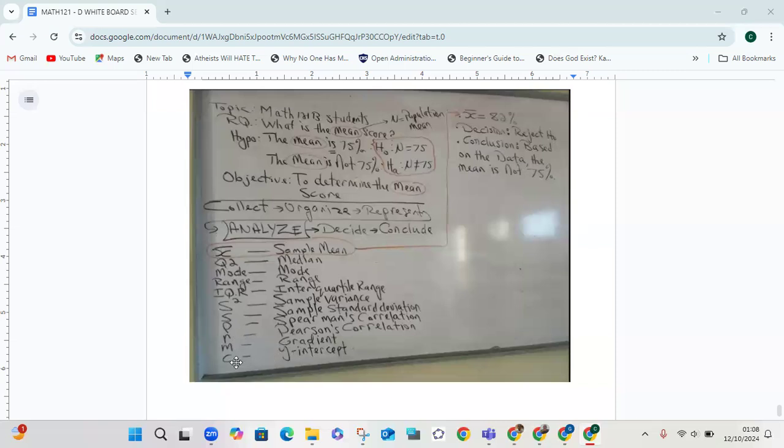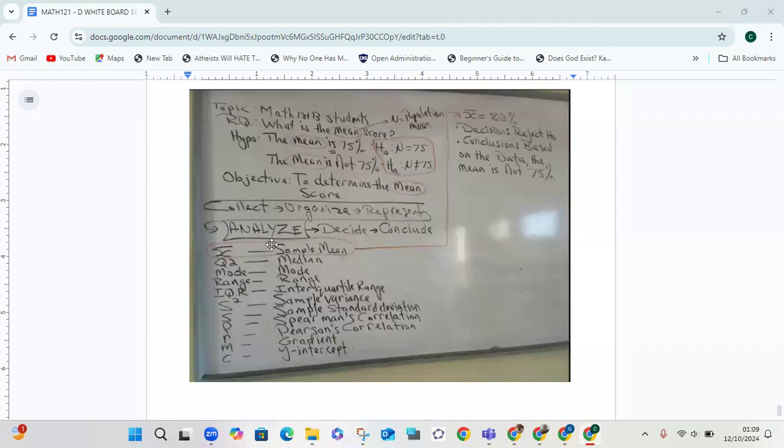gradient, and y-intercept. Now, which one of these statistics, which one of these descriptive measures can you use to answer that research question? Obviously, it is the sample mean, because that's what you set out to determine, the mean. So it will not be really necessary to calculate the rest of these statistics. They will just be add-on. You definitely need the sample mean.